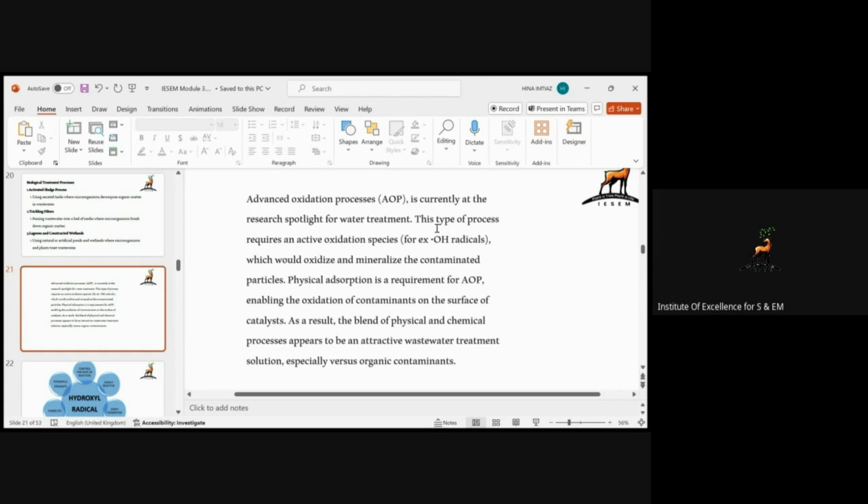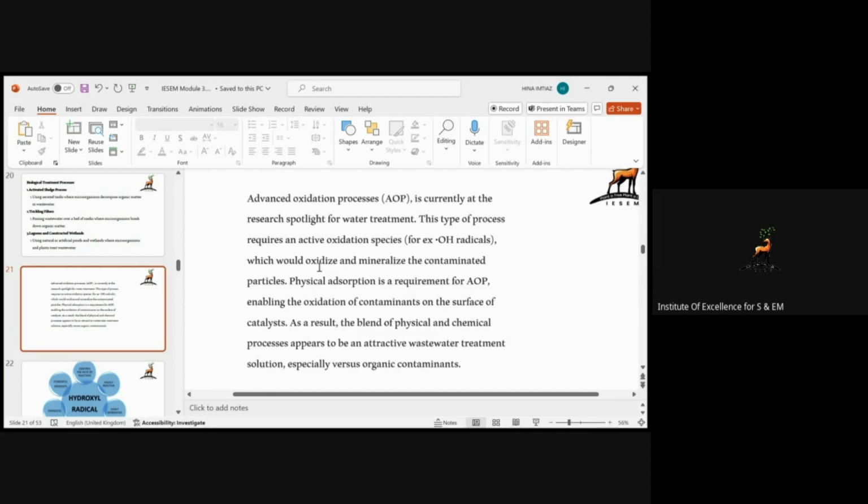It is basically a process in which reactive oxygen species are formed, and those reactive oxygen species are basically radicals of oxygen or hydroxyl groups. Radical means they have an unpaired electron, and they are very reactive, and they can react with the contaminant and oxidize it, converting the toxic contaminant into a simpler one. For example, physical adsorption is a requirement for the advanced oxidation process.